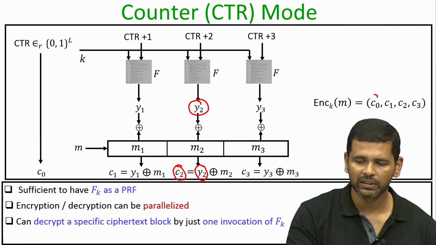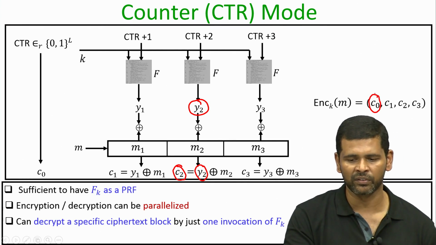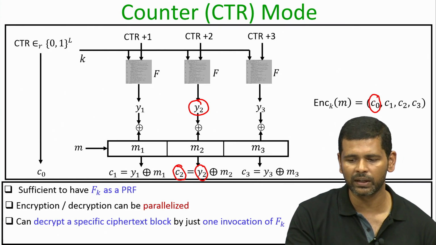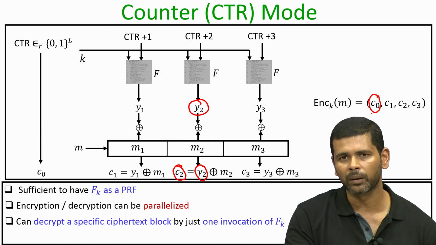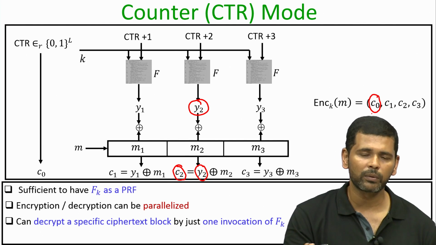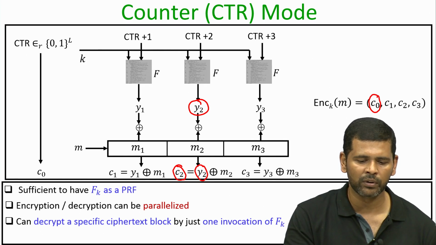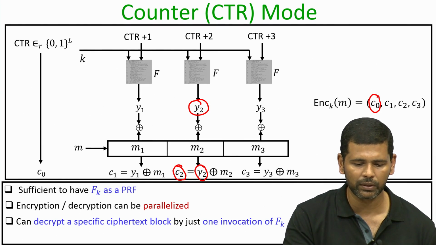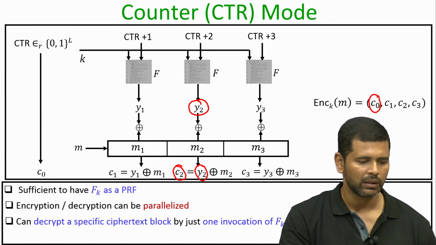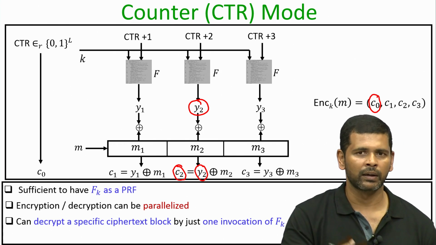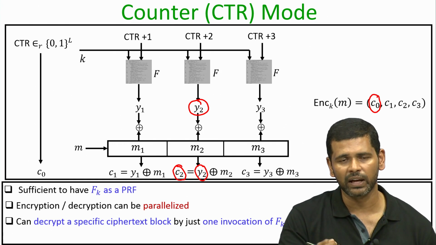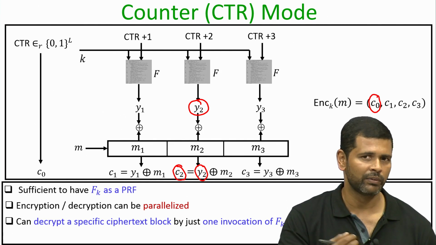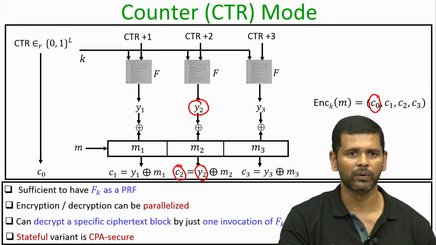So, if I have the initial counter value which is there in C0, and if I want to decrypt C2, what I have to do is treat C0 as the counter value, compute counter plus 2, invoke my underlying keyed function on the input counter plus 2, generate the pseudo random pad Y2 and XOR it from C2, which will give me back M2. So, depending upon my requirement I can decrypt any specific ciphertext block by just one invocation of the underlying keyed function, which was not possible in the OFB mode.